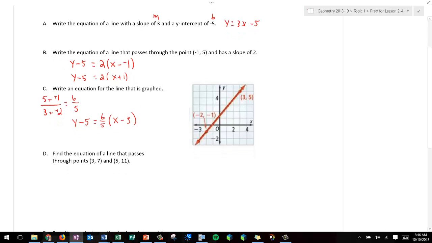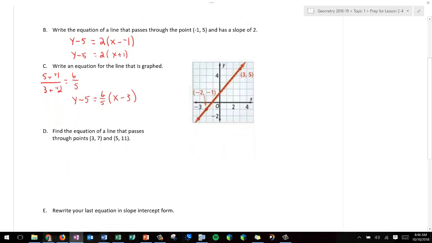In D, they didn't give us a graph, but they gave us the points. It's the same process as C. We're going to do 11 minus 7 over 5 minus 3. So I'm going to have 4 over 2, or a slope of 2. And once again, just pick one of the 2 points. It does not matter either way. You're going to end up with the correct line. So I'm going to do y minus 7 equals 2 times the quantity x minus 3.